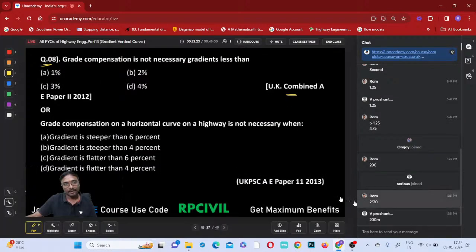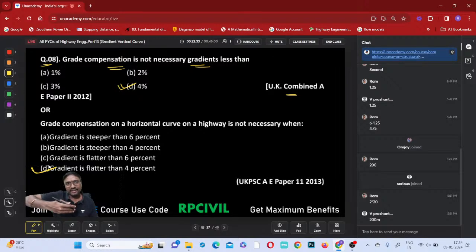Right. Now, grade compensation is not necessary for gradients lesser than which one? This is 4%. Yes. So generally what are we doing? Whenever a curve is there, there is curve resistance, and along with that, if a gradient is there, there is grade resistance. Both resistances are there. We cannot increase the radius of the curve, so we keep the curve as it is. But the gradient we can decrease by providing filling or by a cutting operation. When you reduce the gradient, the grade resistance will reduce.